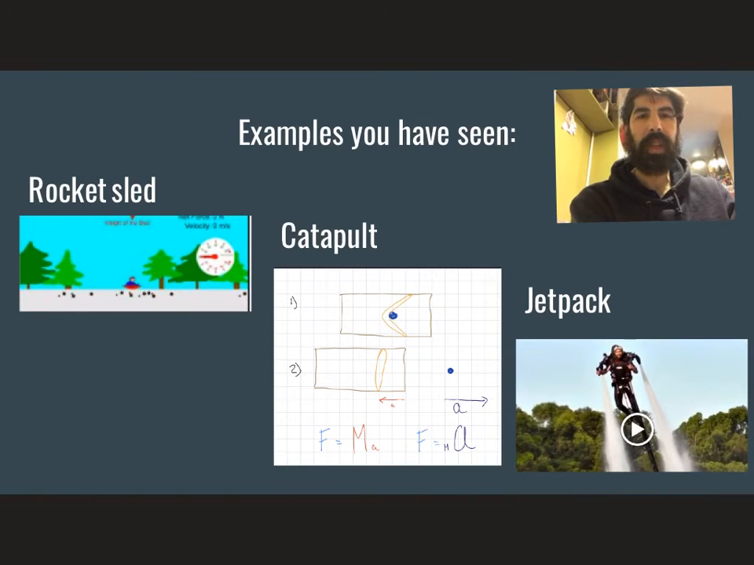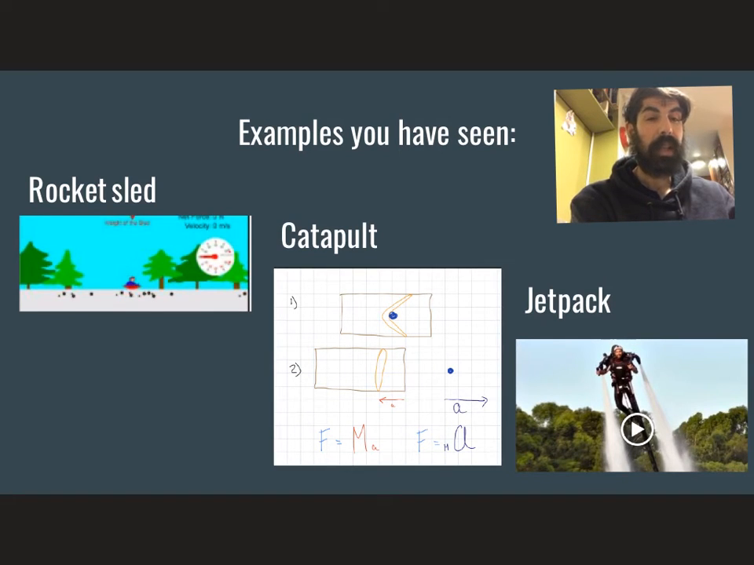Here are some familiar examples. There's the rocket sled. Remember, the rocket pushes the exhaust gas, and so the exhaust gas also pushes the rocket. We had the catapult, where the rubber band pushed the ball and the ball pushed the rubber band. And finally, the jet ski, where the jetpack pushes the water down and the water pushes the jetpack up. These are all examples that we've seen and discussed in class.